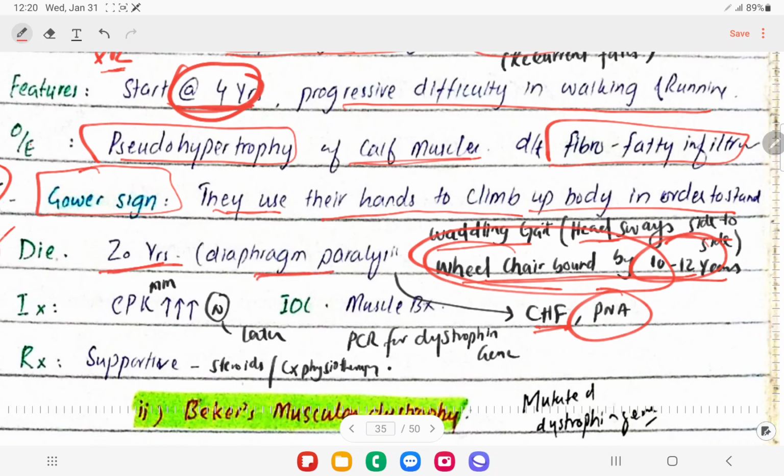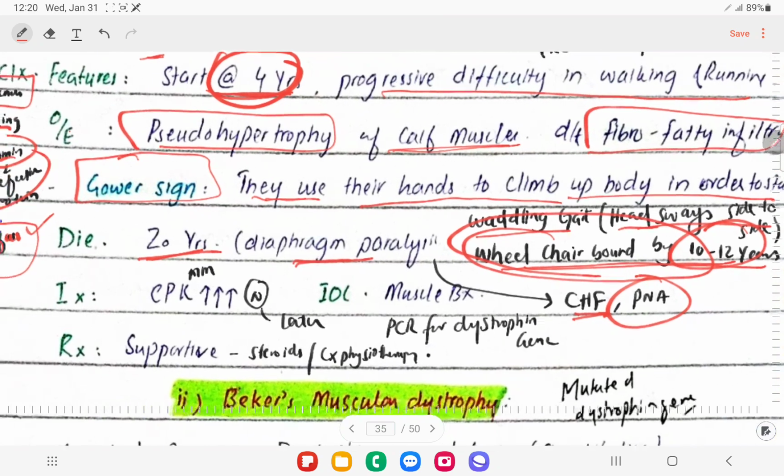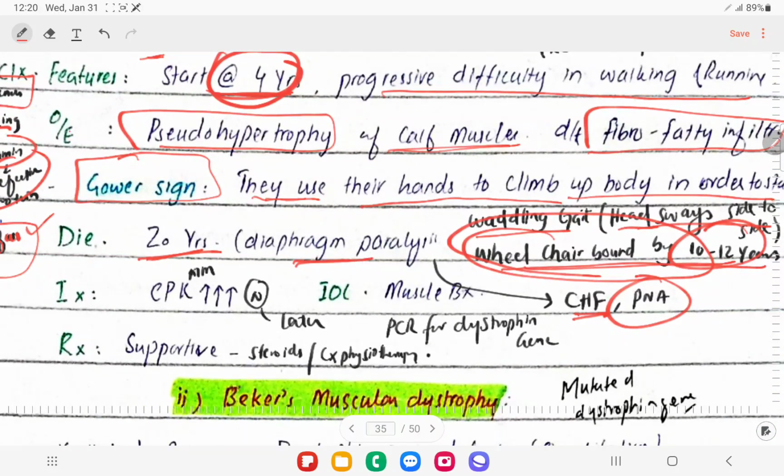And also diaphragmatic paralysis. Diaphragmatic paralysis is going to cause the cessation of respiration and pneumonia, while they can also die with the congestive heart failure. If we check initially, the CPK-MM values will be raised, right? And if we check later on, these CPK-MM values will be normal, right?